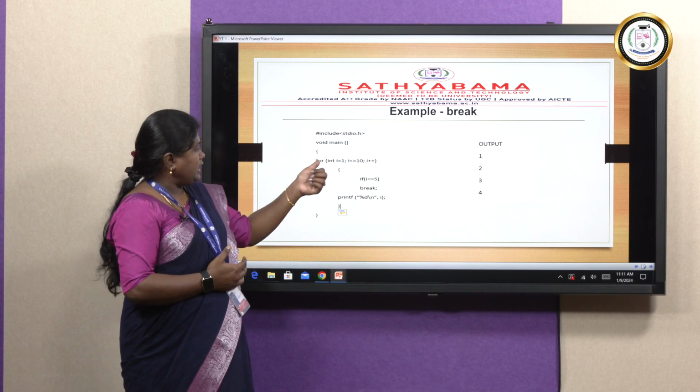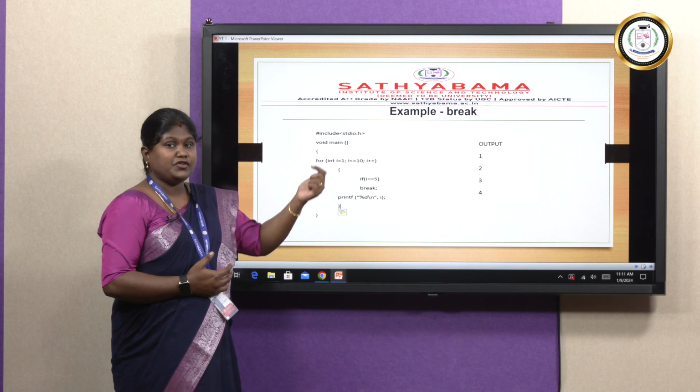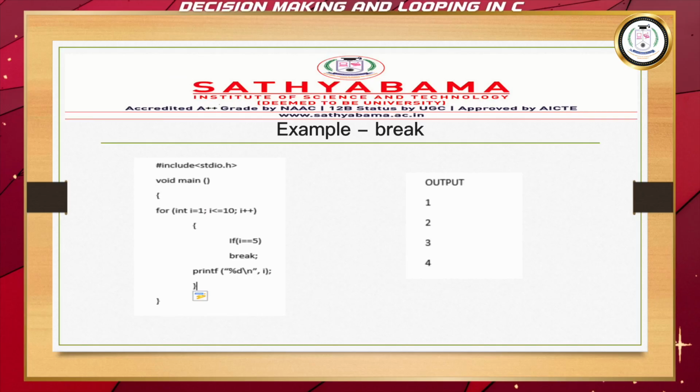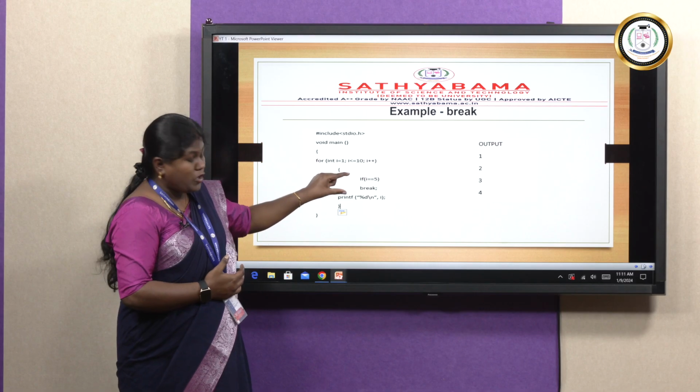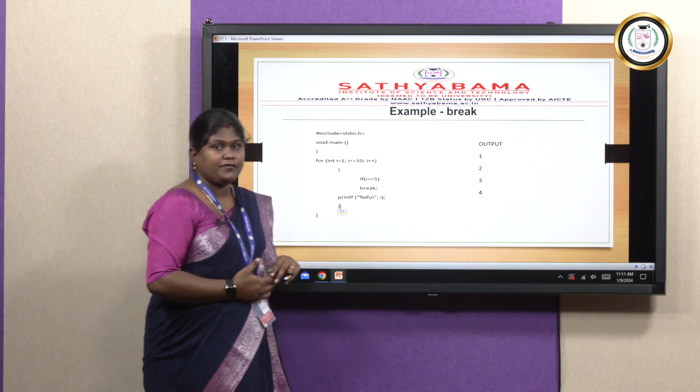So what happens here? The value of i starts from 1 and checks the condition. Yes, the condition is true. It comes here, it checks for the if condition. The if condition is i equal to 5. So this if condition will fail, so this if block will be skipped and it will go to the printf statement. So the i value will get printed, which is 1.